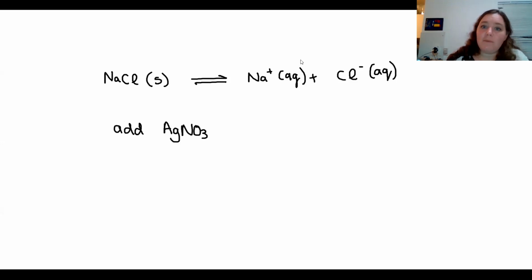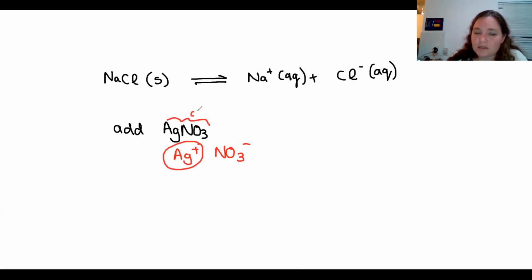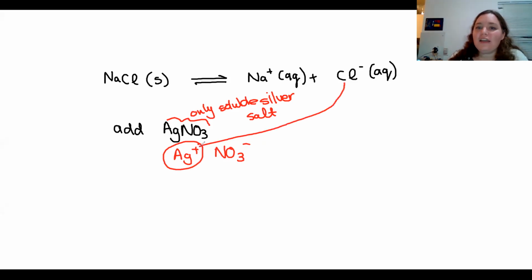AgNO3, my common ion that I'm adding, there's an Ag+ that I'm putting in, and there's an NO3- that I'm putting in. And what's going to happen is that the silver in silver nitrate is the only soluble silver salt. Anything else that's got silver in it is going to form a solid, always, okay? So this silver will react with this chloride, and it will form AgCl, which is a solid. In fact, it's a white solid.